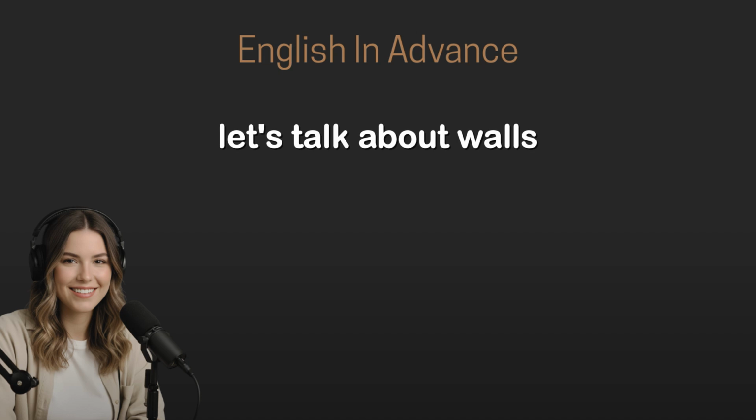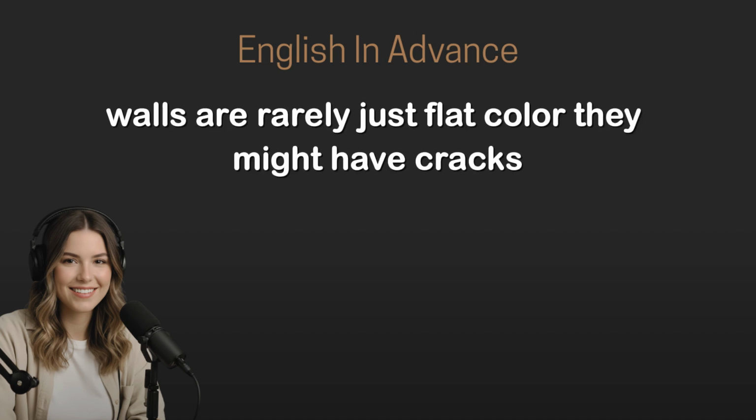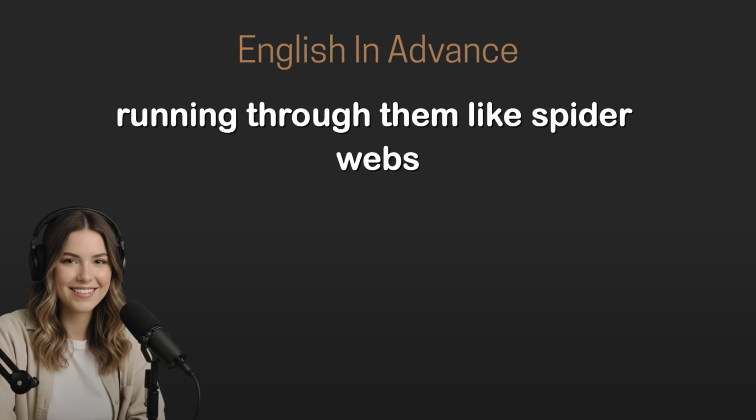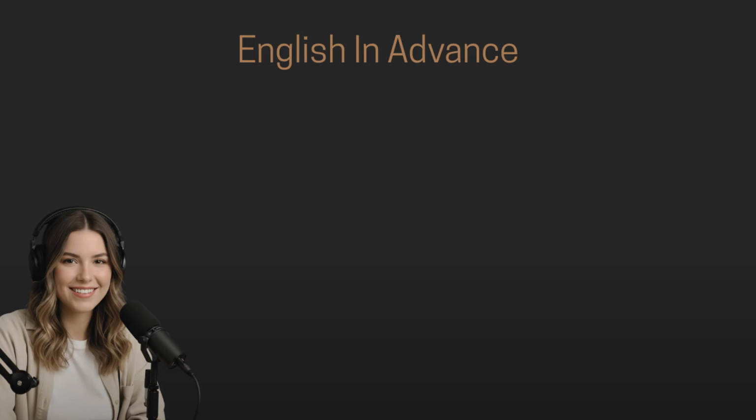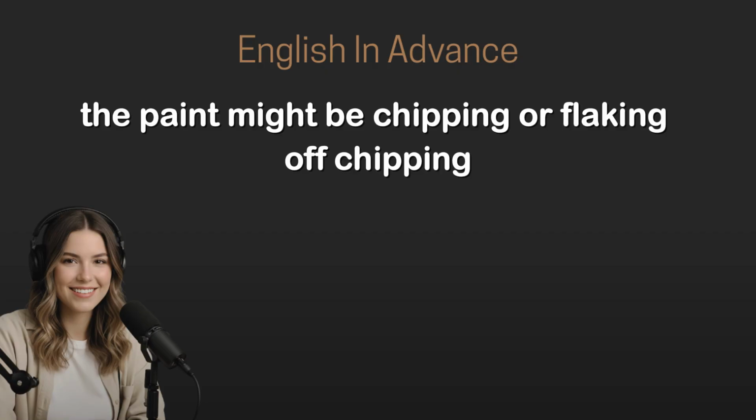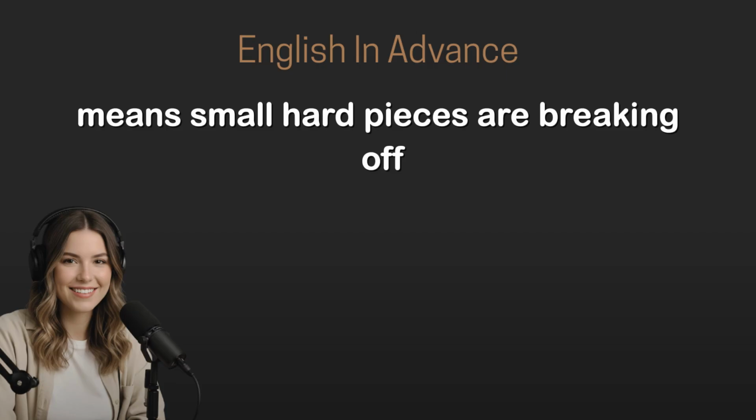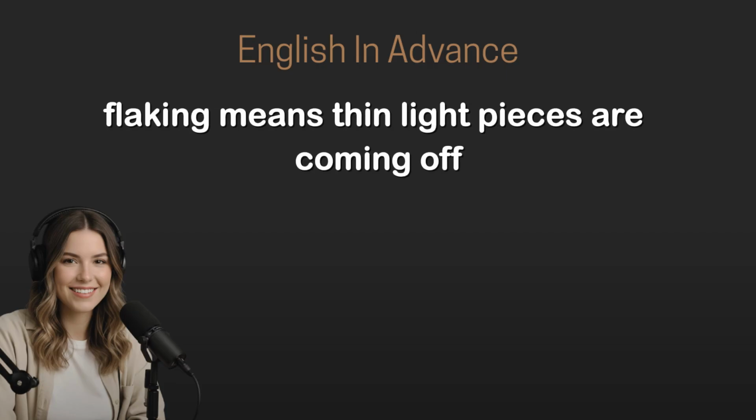Let's talk about walls. Walls are rarely just flat color. They might have cracks running through them like spider webs. The paint might be chipping or flaking off. Chipping means small hard pieces are breaking off. Flaking means thin light pieces are coming off.